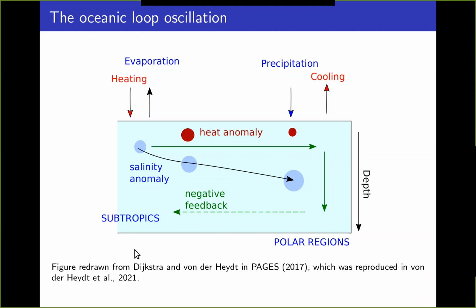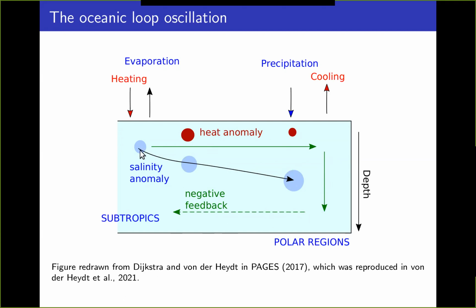So the idea is the following. Suppose that for some reason, you have a positive salinity anomaly. Well, what happens is that this salinity anomaly will play on the density gradient between the low latitudes and the high latitudes. And if you do a little bit of physical oceanography, you will learn that this slows down the overturning cell, which is represented by my mouse cursor here.